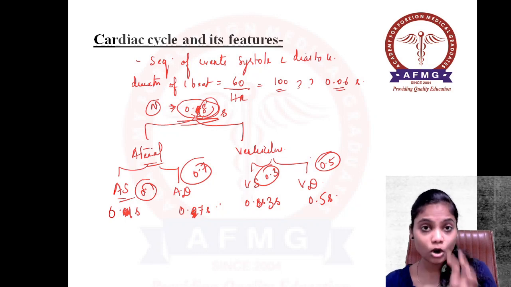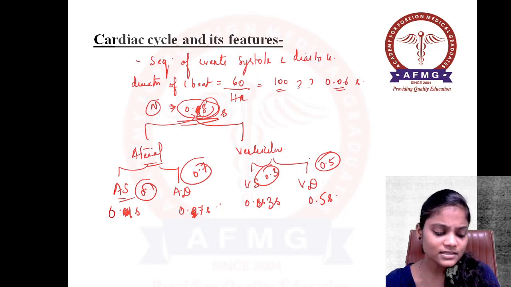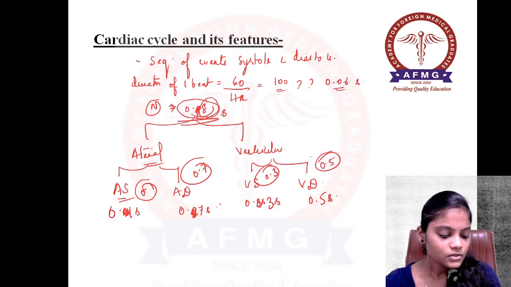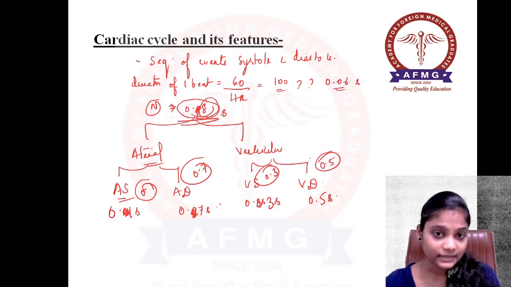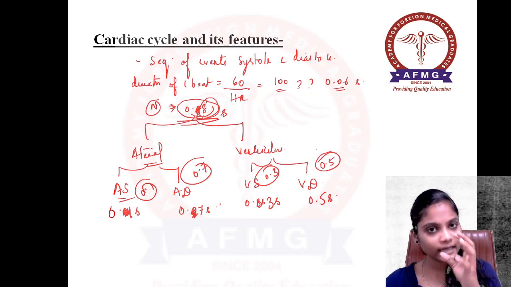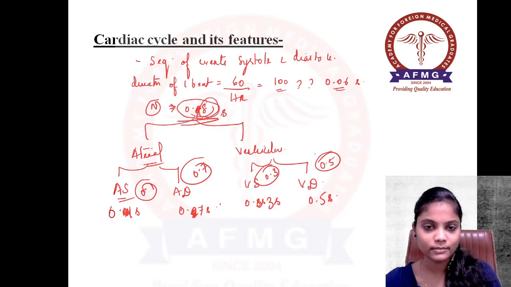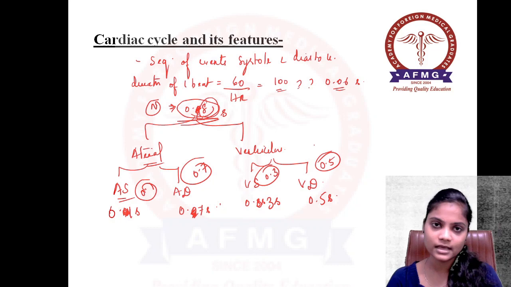So the normal cardiac cycle which is going on is 0.8 seconds. That is what you have to remember at any cost. It is very important to remember. After this, we have to speak some points about our atrial systole, diastole and ventricular systole and diastole in a very short manner, so that we will get some overview idea about it.